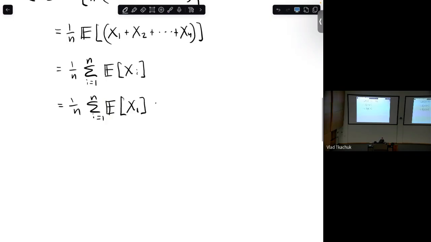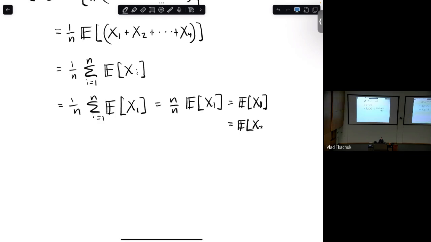And so we get this wonderful result, which is n over n times the expected value of x1, which is just the expected value of x1. And notice I could have chosen any i. So this is also equal to the expected value of x2, and so on, up to the expected value of xn.